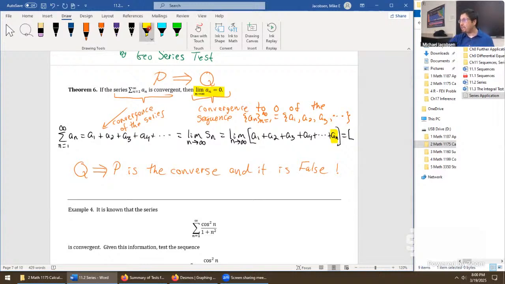Okay, the main takeaway here is if you have an if-then statement, the logic goes one direction. It's like a train track and you cannot reverse this. If you could reverse this, we would say it's convergent if and only if the limit is zero. But sadly in mathematics, it's just not a true statement. It only goes one way.